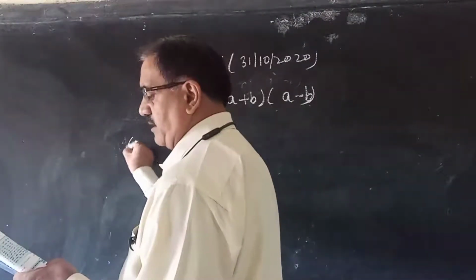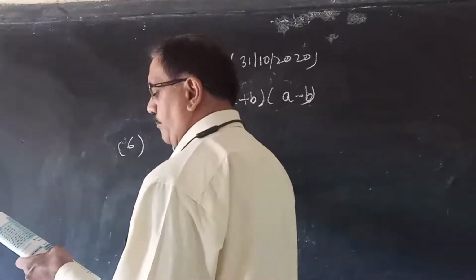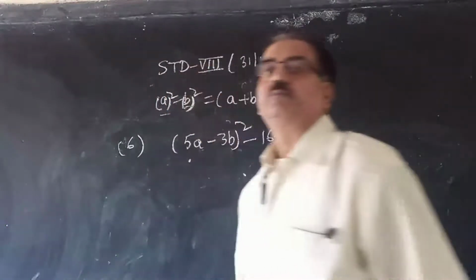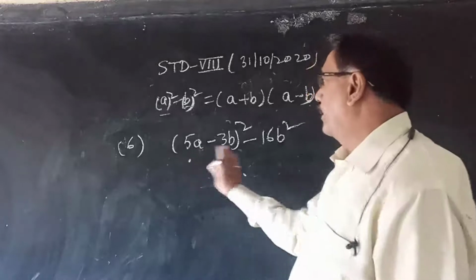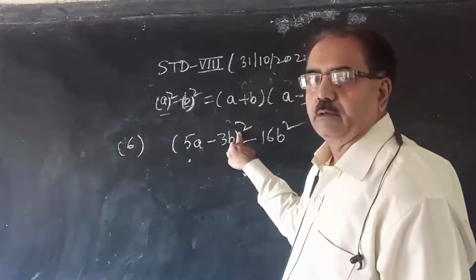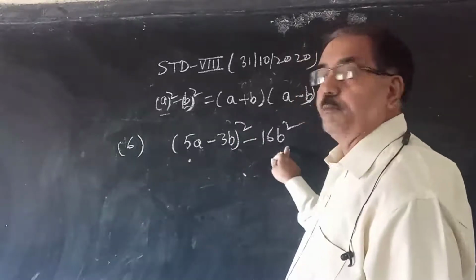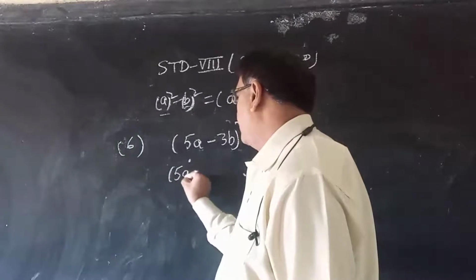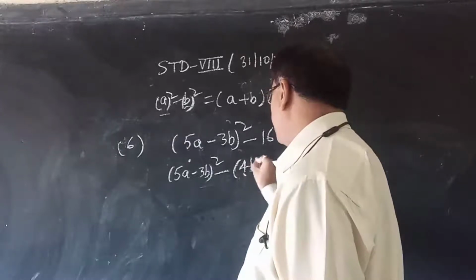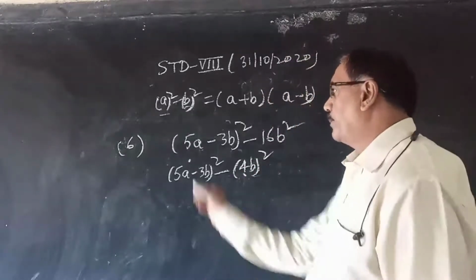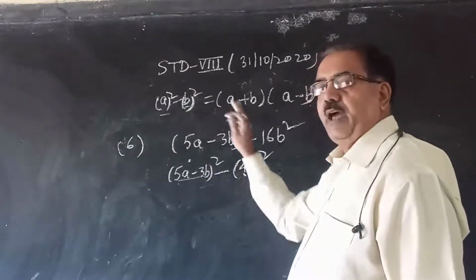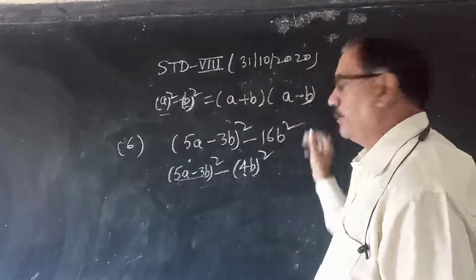Question number 6. 5a minus 3b whole square minus 16b square. So when we compare with the formula, in place of a there is 5a minus 3b whole square, already given. 16b square we can write as 4b whole square. Now compare with the formula, in place of a there is 5a minus 3b, in place of b there is 4b. Write in result form, a plus b into a minus b.